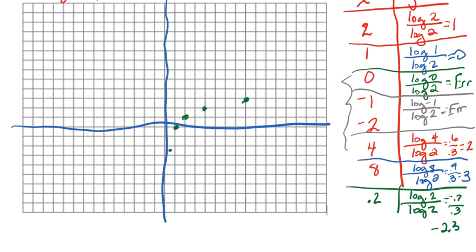So what's happening is this is approaching the y-axis, but I'm never allowed to get there because there's no way I can get to 0. So there's my logarithmic graph.